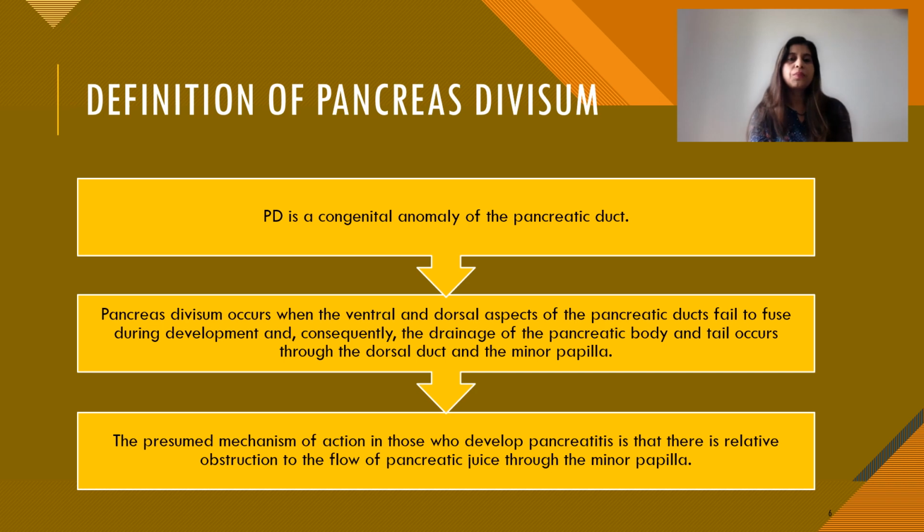So what happens in pancreas divisum? It occurs when there is a failure of fusion of the dorsal and the ventral duct. So most of the pancreatic juice of the body and tail region drains via the dorsal duct through the minor papilla, and it creates back pressure changes which lead to recurrent pancreatitis in some individuals.